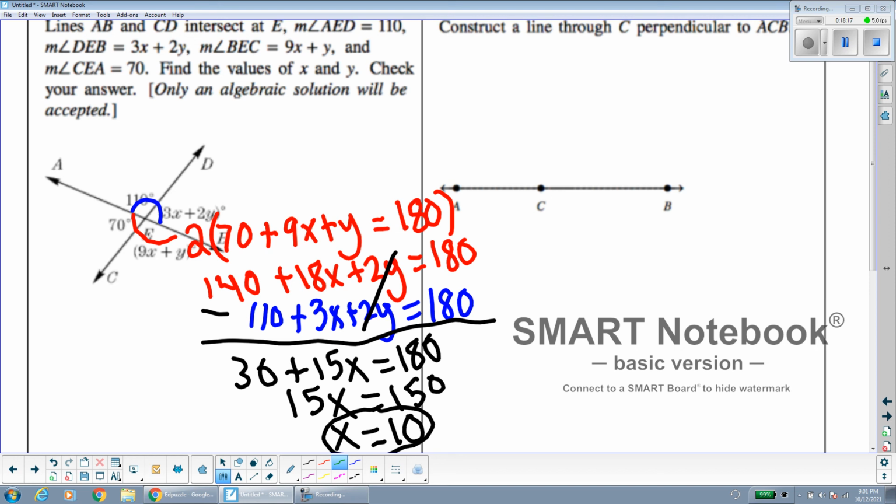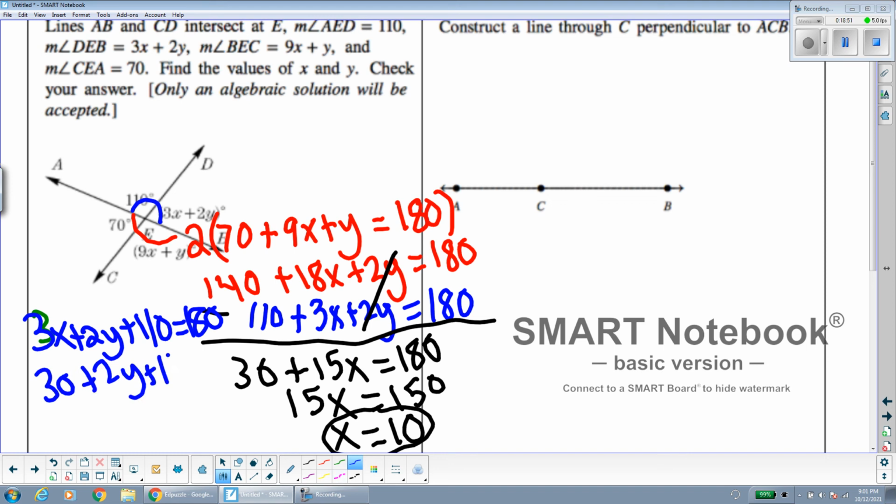We can go to any of the equations that we had set up before, and we can plug in the x value, and we can see what the y value is. So I'm just going to go over here to the side, and I'll just rewrite one of them. One of our equations, the one that we started with in blue, was that two angles in blue, 3x plus 2y, and 110 added up to 180 degrees. If I plug in 10 for x, 3 times 10 gives me 30, plus 2y, plus 110 equals 180.